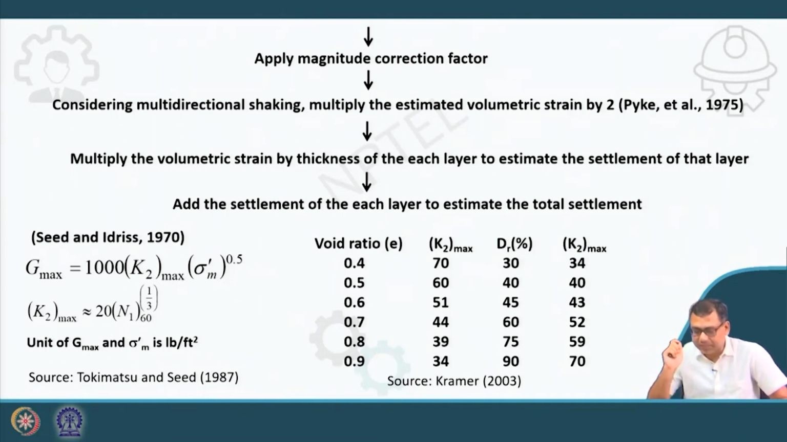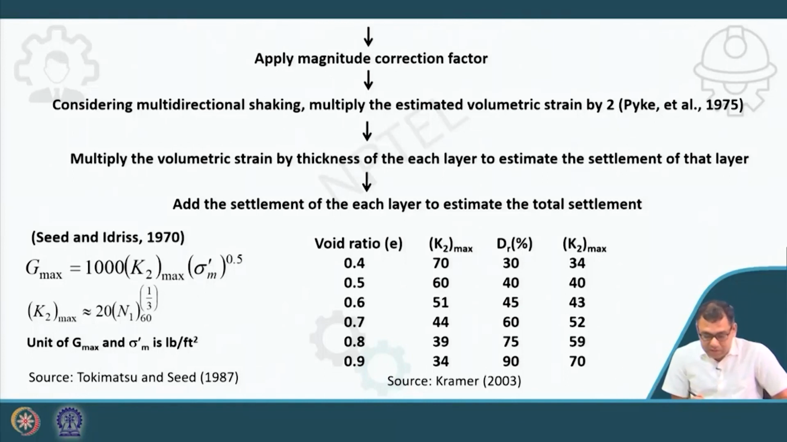estimated volumetric strain, and then multiply the volumetric strain by the thickness of each layer or sub layer to estimate the settlement of that layer, the vertical settlement of that layer. Okay, settlement means vertical. Generally, settlement is vertical, lateral is the deformation. And add each layer or sub layer settlement to get the total settlement.